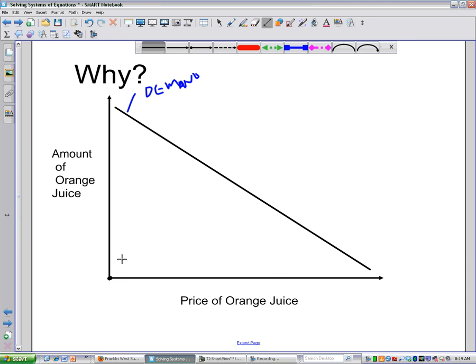Picture yourself now as a person that's making orange juice, growing oranges, that sort of thing. And the question would be, how much orange juice would you make, depending on the price? Generally speaking, as the price of orange juice increased, you'd probably be willing to make some more, right? And no one really would want to give away. Maybe a few people would give away their orange juice.